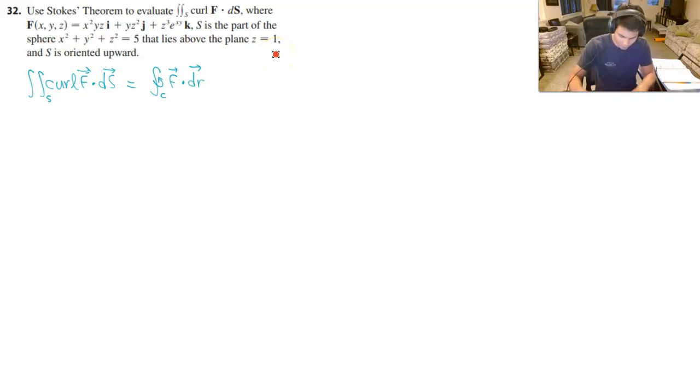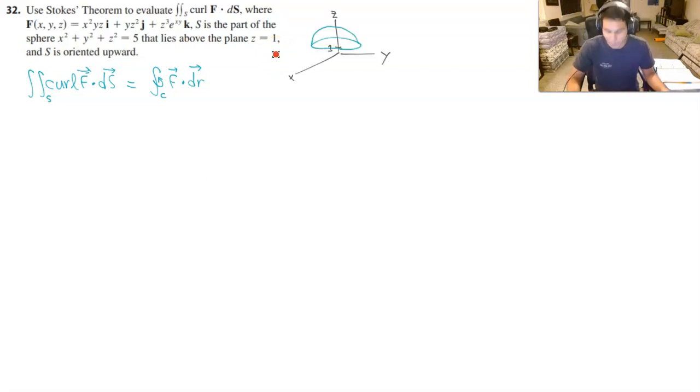So if I was to draw this, okay, I drew it. First drawing came out really ugly. Now notice that it looks like the sphere is levitating. That's because it kind of is, because we say it lies above z equals 1. So this picture makes sense.